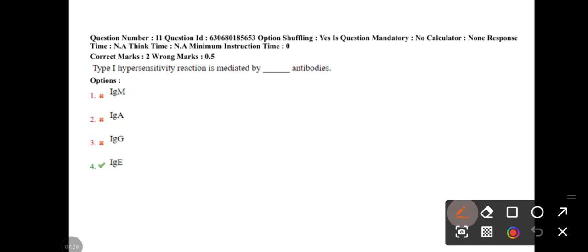Next, type 1 hypersensitivity reaction is mediated by. Again the same question, asked in the recent Assistant Commissioner of Drugs 2023 exam in MPSC. So what is the correct answer? Here also it is IgE. That's why immunoglobulin is a very, very important topic. At least one or two questions will definitely come in your exam from immunoglobulins in microbiology.